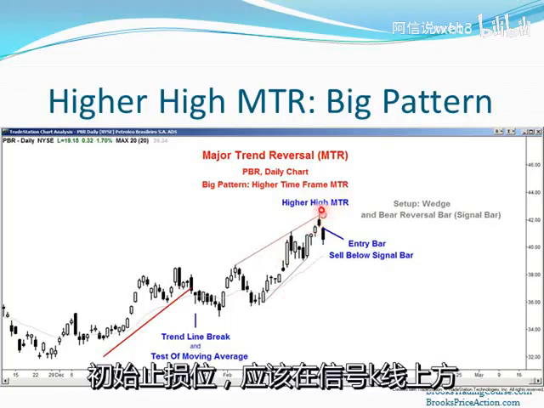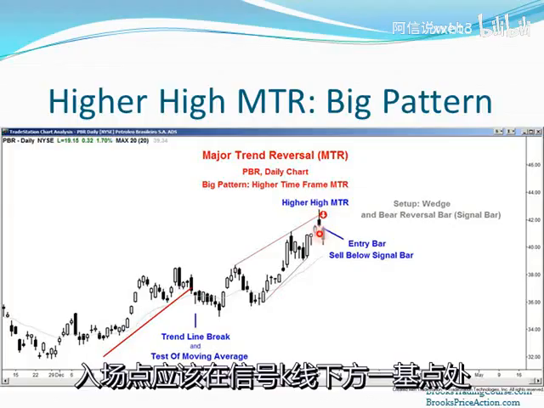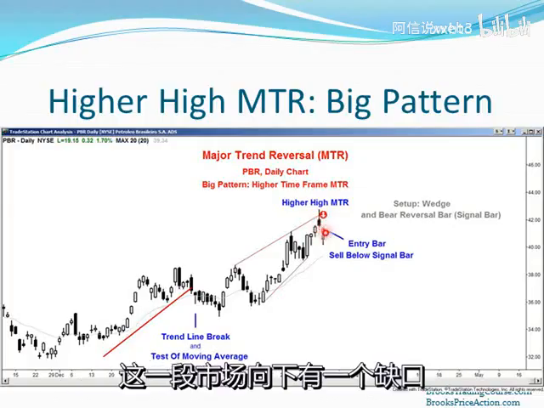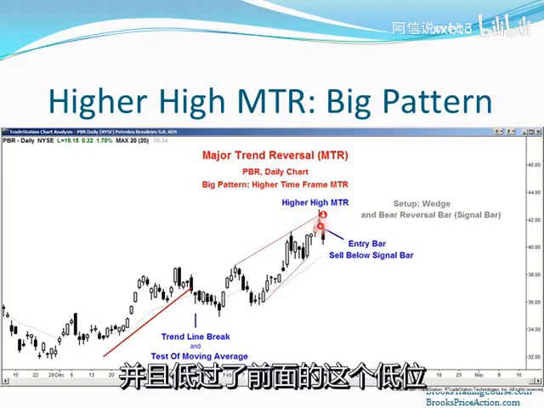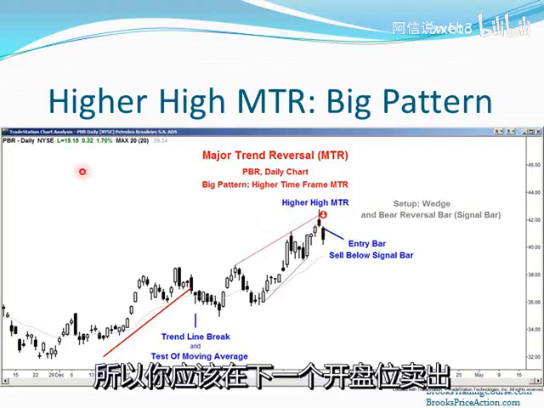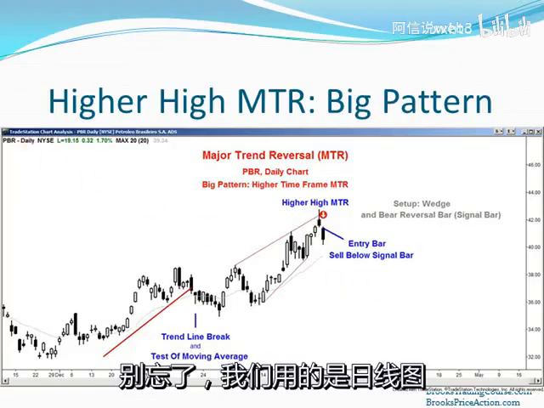Your initial stop is above the high of the signal bar. Your entry price is 1 tick below the low of the signal bar. Here the market looks like it gapped down below that low, so you would sell on the open. Remember, this is a daily chart.